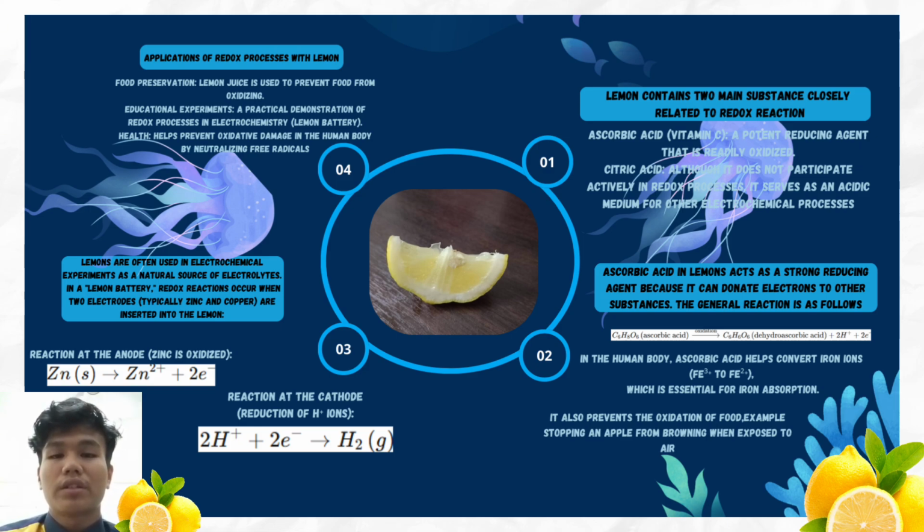Application of redox process with lemons. Food preservation: lemon juice is used to prevent food from oxidizing. A practical demonstration of redox process in electrochemistry, like I said, a lemon battery. In health, it helps prevent oxidative damage in the human body by neutralizing free radicals.